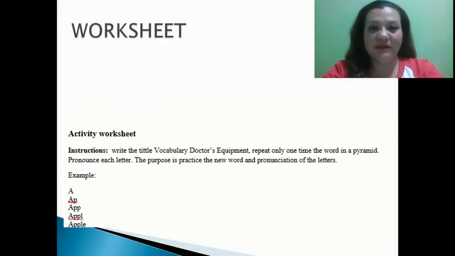For example, in the first line, you're going to write A. In the second line, you're going to write AP. And in the third line, you're going to write APP. Then, in the next one, APPL. And at the end, you're going to write the whole word, APPLE, and pronounce the word, apple. So let's learn the new vocabulary, and in this part, you're going to practice each letter of the alphabet words.